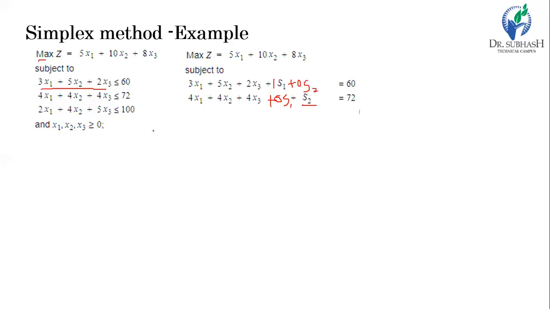And for the last constraint, add s3 here. So 2x1 plus 4x2 plus 5x3 plus s3 equal to 100. Here again, s1 and s2 are present with 0 coefficient, and s3 is present in the other constraints with 0 coefficient. But since it is with 0 coefficient, we need not write it. But at the initial stage or beginner level, you can write it, so it may minimize the error, or help you understand the problem easily.